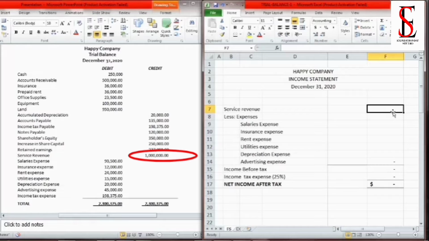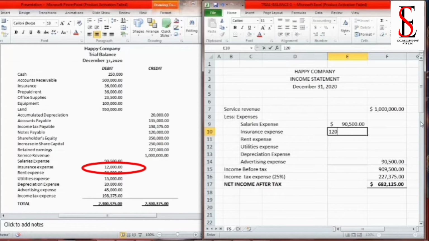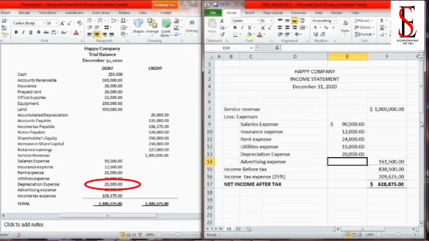So we will list down all the formula. First is the service revenue, which amounted to $1 million. Then we will list all the expenses. First is the salaries expense, which amounted to $90,500. And then insurance expense, which is $12,000. Rent expense, $24,000. Utilities expense, which is $15,000. Then depreciation expense, $20,000. And advertising expense, which is $45,000.